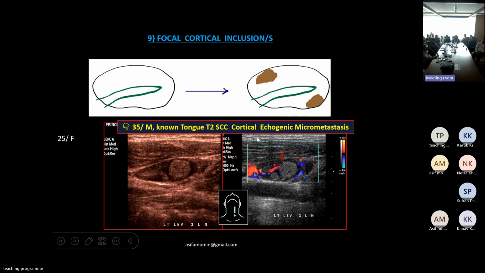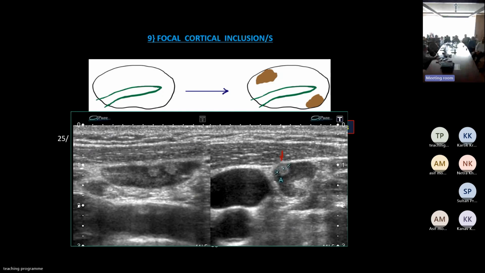Last but not the least, this is the focal cortical bulge, which we tend to pick up in an otherwise normal-looking node, which has a good hilum here. Only this bulge will stand out, and this is the earliest focus, which could be labeled initially as a micrometastasis. So we tend to look out for such small deposits, and they really help. Not much has been described about this in literature, but we have found this is a very valuable tool.